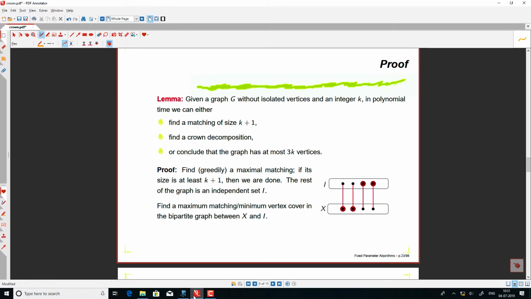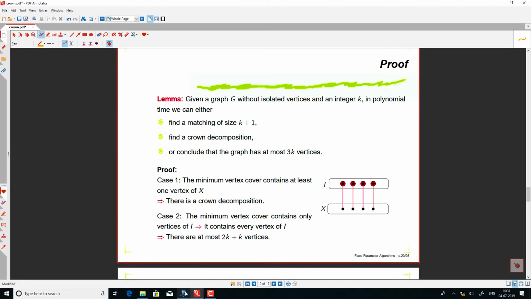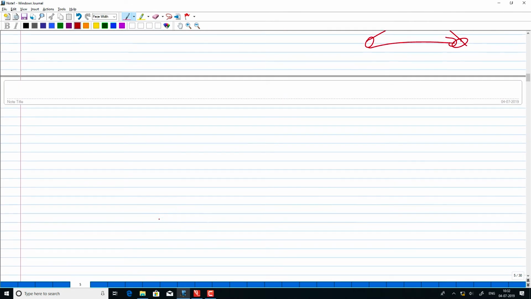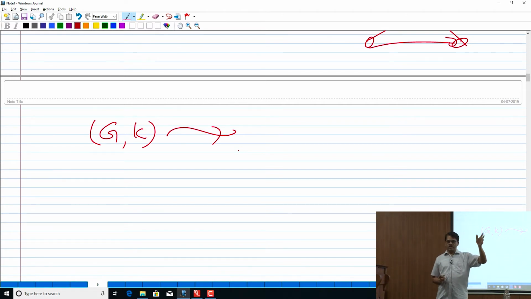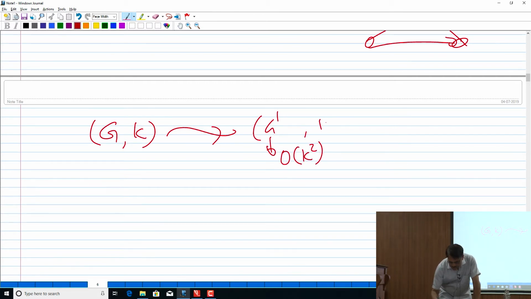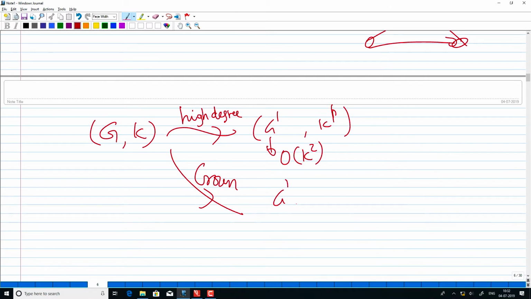So, have you seen linear programming to approximate vertex cover? Yes? Okay, let me go through that. That gives you another kernel. So, let's take stock of where we are. We wanted to solve vertex cover using the high degree rule alone: degree 0, degree 1, and if a vertex has degree more than k, include it. That alone gave us a G prime of size order k squared. That is the high degree rule. And the crown rule gave us a G prime with at most 3k vertices.